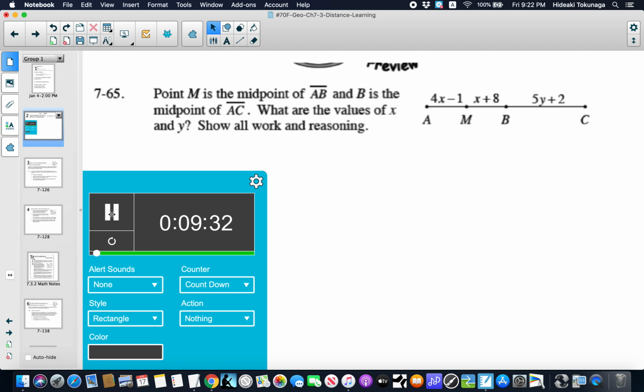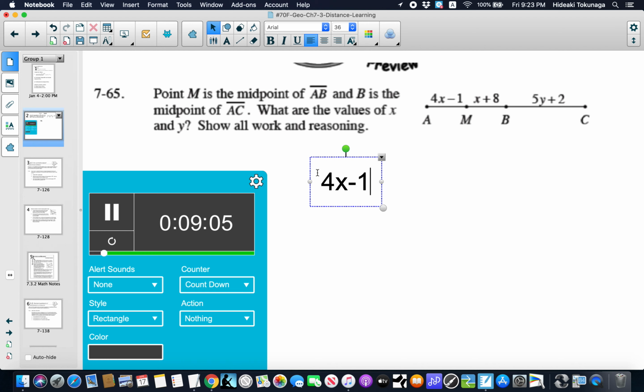If M is the midpoint of A and B, then segment AM must be equal to segment MB. So what I can write here is 4x minus 1 equal to x plus 8. Alright, so let's solve for x first.